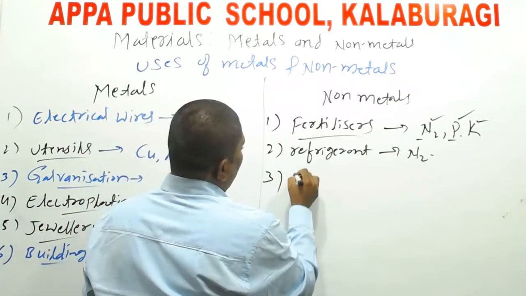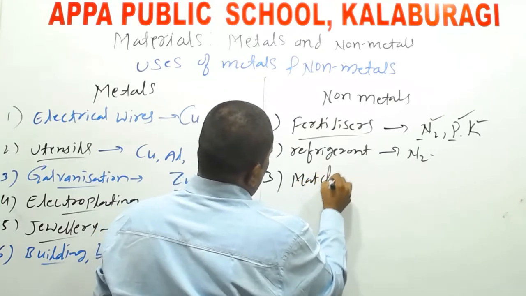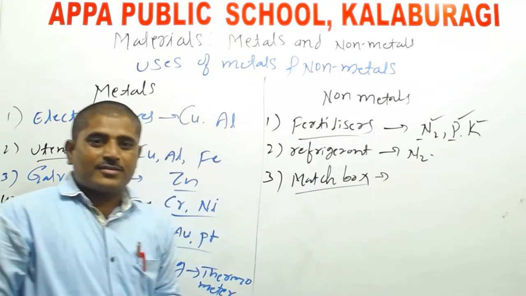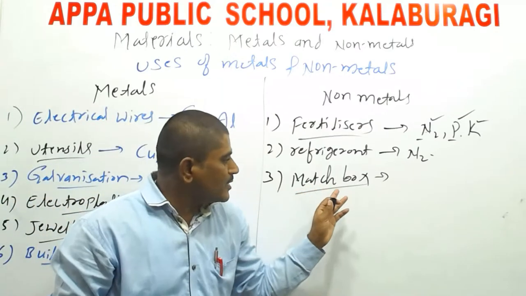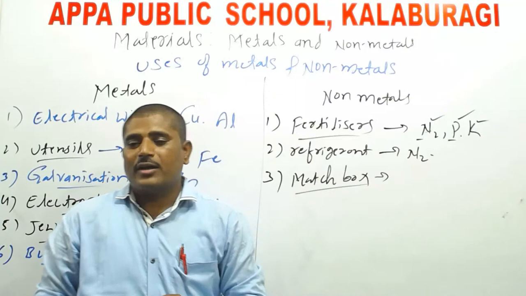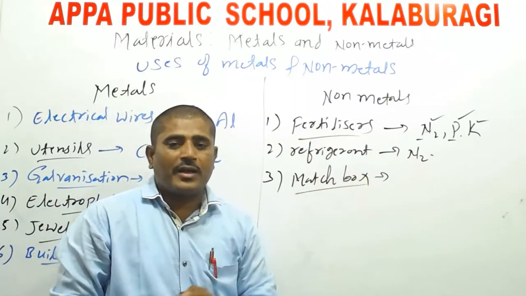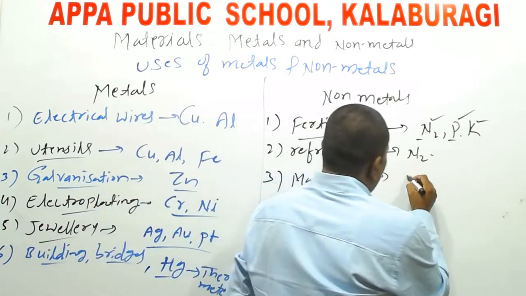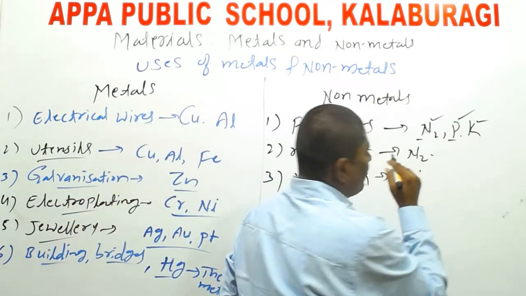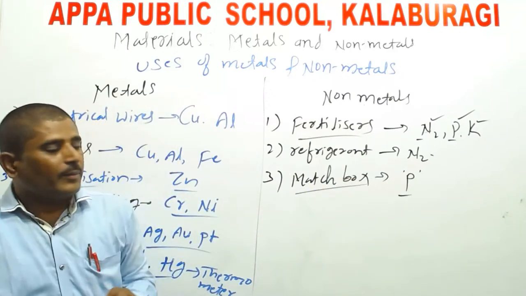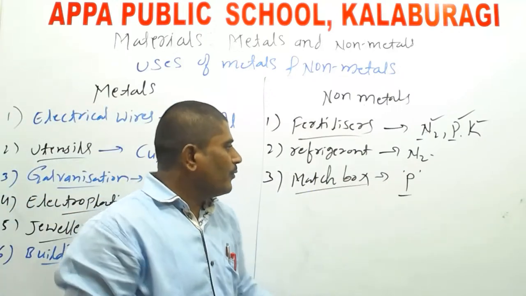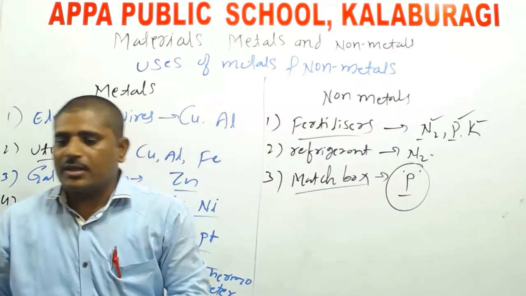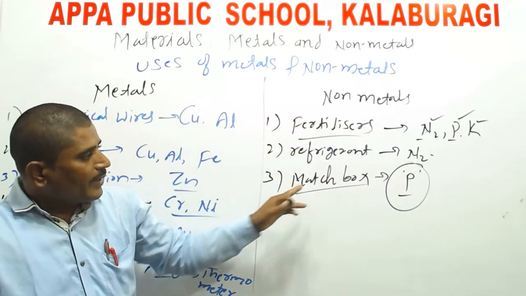Next, matchbox. You know very well, matchbox. In each and every home, a matchbox is required. Without this, we can't manage. You should remember, especially here we are going to use phosphorus. It is a non-metal. We use it for the preparation of the matchbox or matchstick. Is that it? So, matchbox.